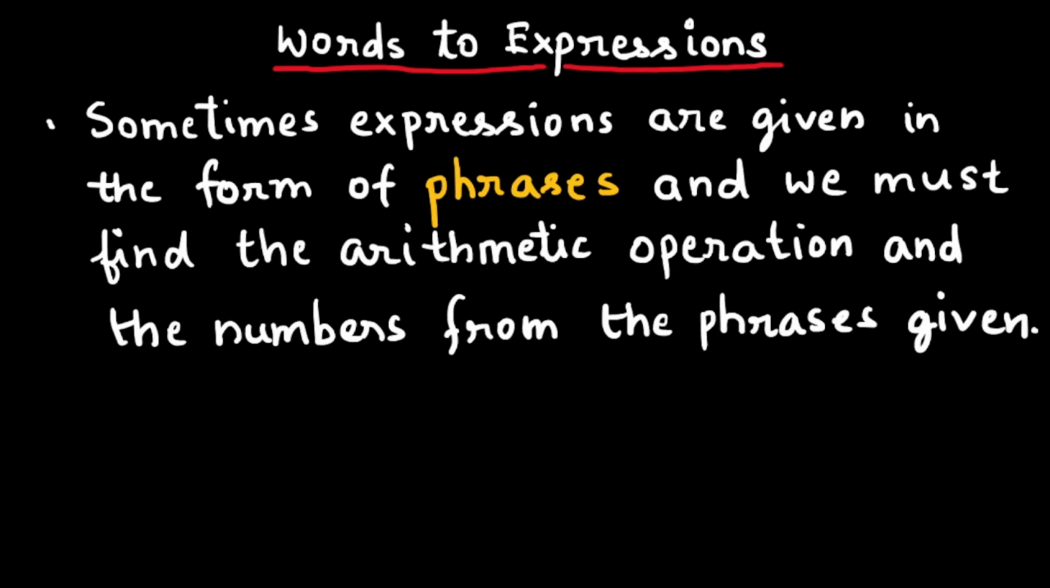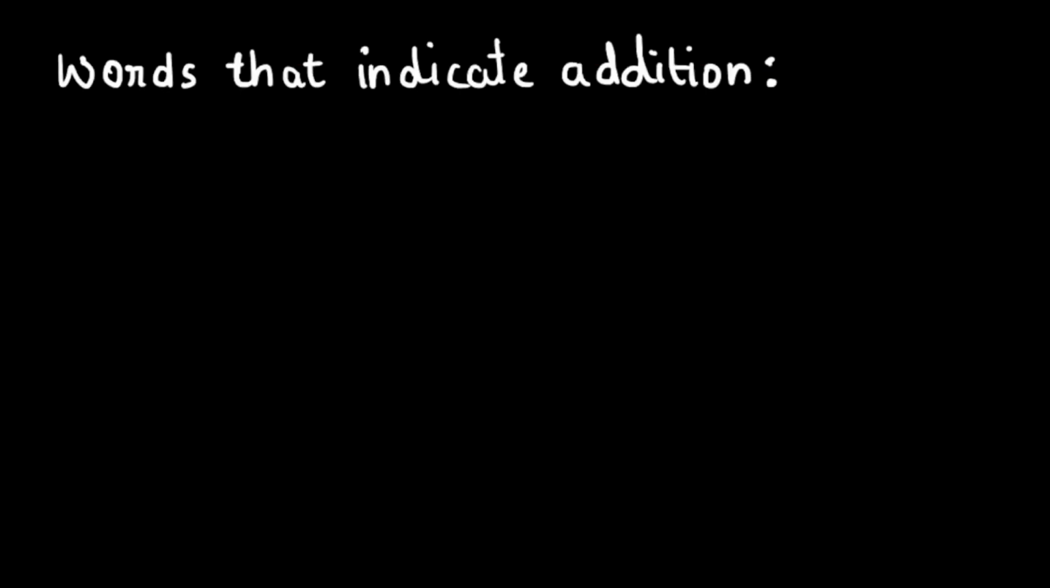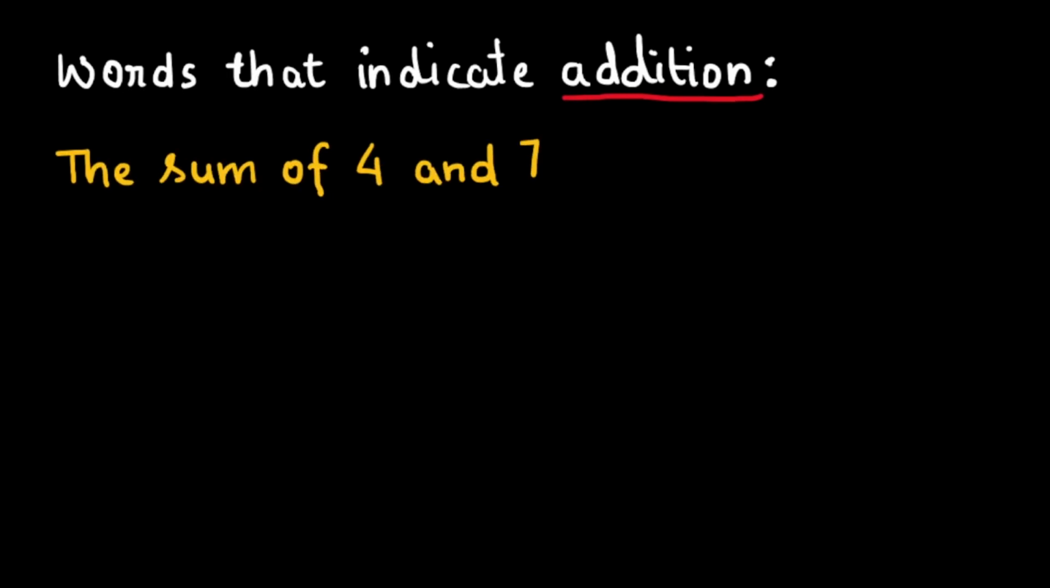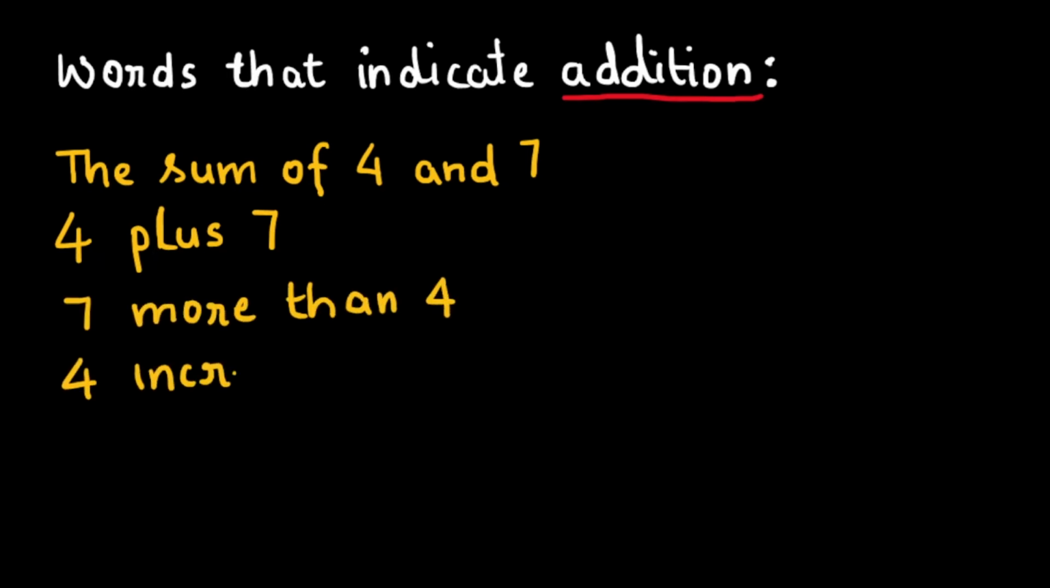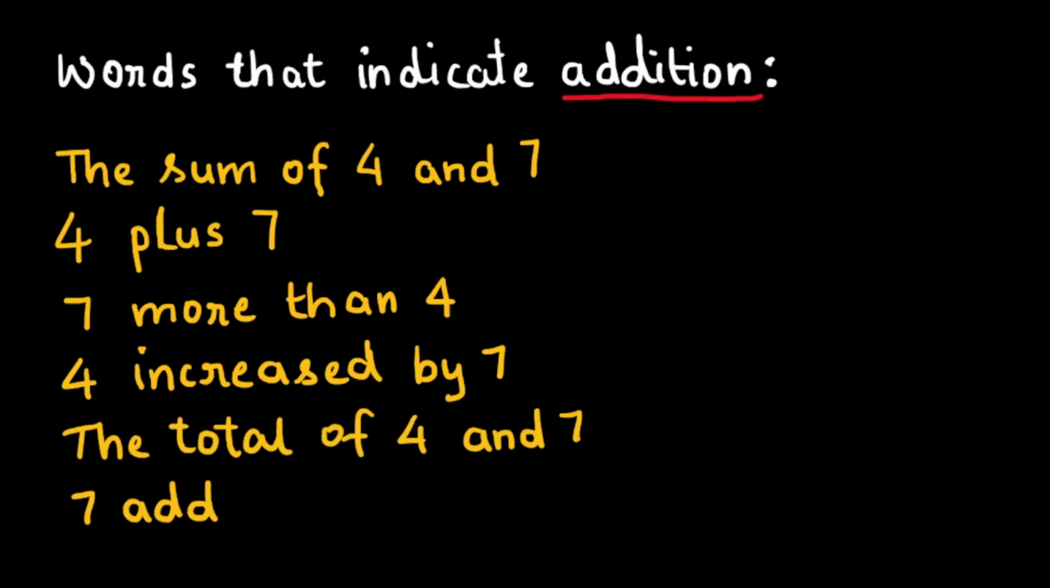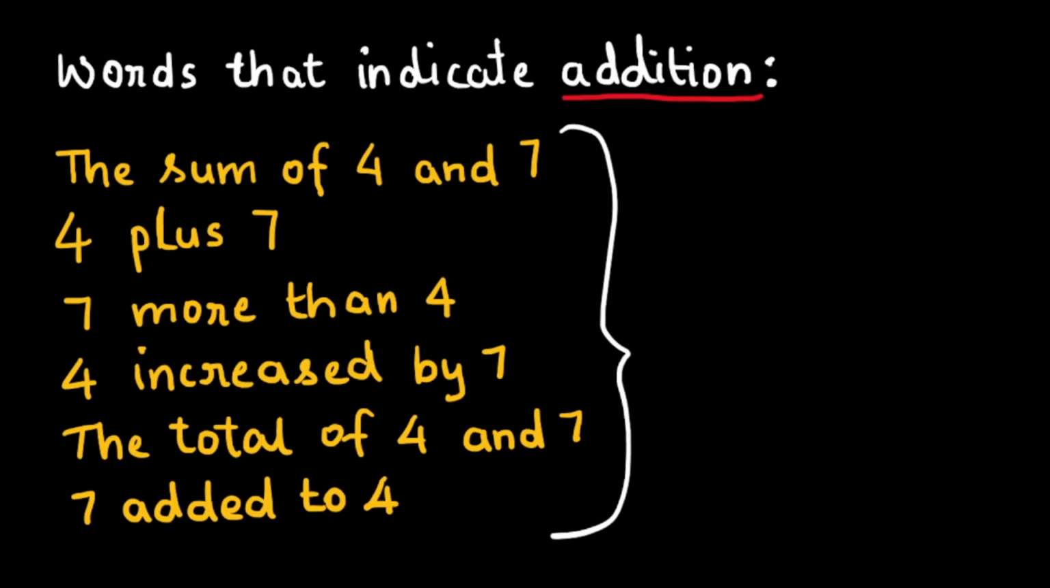Sometimes expressions are given in the form of phrases, and you must find the arithmetic operation and the numbers from the phrase given. Words that indicate addition are: the sum of 4 and 7, 4 plus 7, 7 more than 4, 4 increased by 7, the total of 4 and 7, 7 added to 4. All of these phrases indicate adding a number to another number, and you can translate them into an addition expression. For example, 4 plus 7.